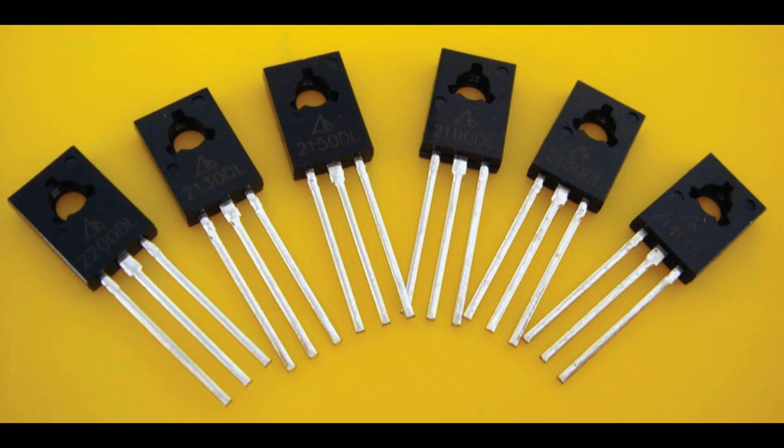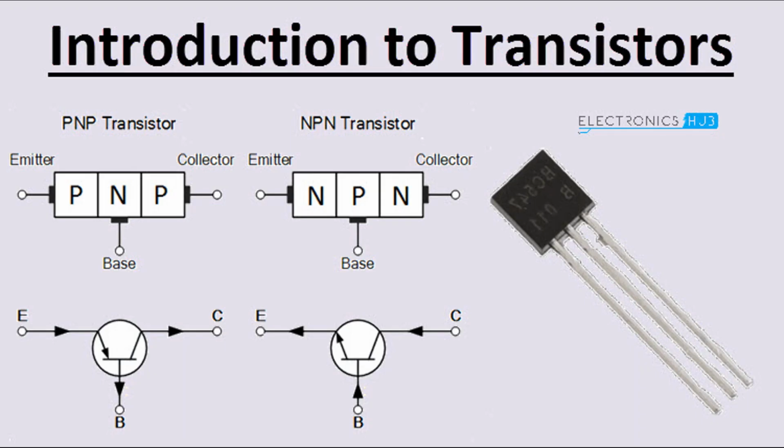Uni-junction transistor, UJT. A uni-junction transistor, UJT, is a 3-layer semiconductor device with only one junction. It is a unique type of transistor that operates as a voltage-controlled oscillator or a relaxation oscillator. The UJT is primarily used in timing circuits, pulse generators, and triggering applications.